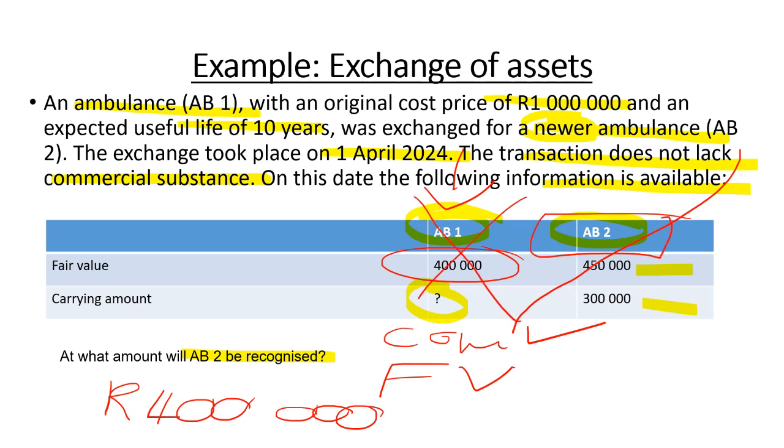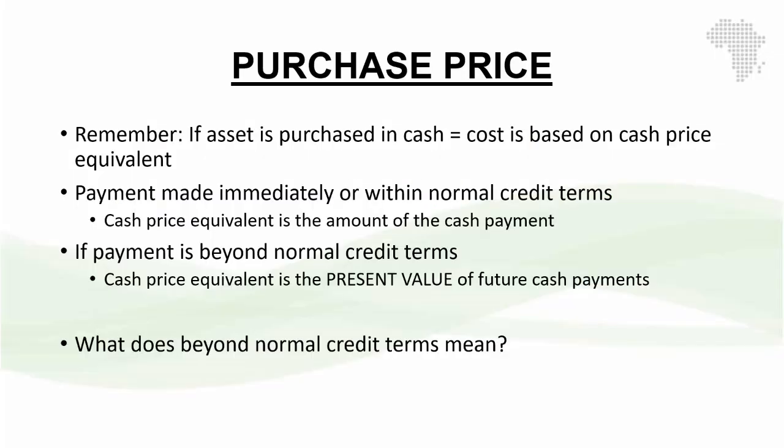Remember, we are derecognizing ambulance number 1. But at what value will we derecognize it? At the carrying amount on the date of derecognition. Your question should give you enough information to determine that carrying amount. I will derecognize ambulance 1, and I will have as an addition ambulance number 2 at 400,000 Rand. Okay, I know it seems like a lot, but it is actually very easy. Just check for commercial substance, and check if fair values are available. And that is the exchange of assets.